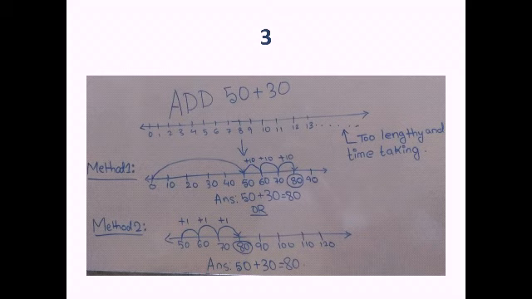So 50 plus 30, which number do we land on? 80. Now method 2. Instead of starting from 0, we start from 50. From 50, if you take 30 steps, which number do we land on? 80. Clear? Look very carefully. Here one jump means 10 steps. So 30 steps means how many times you have to jump? 3 times, because one jump means 10 steps. Clear? So our answer is 50 plus 30, 80.